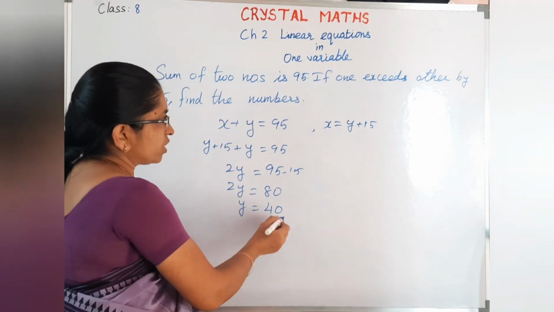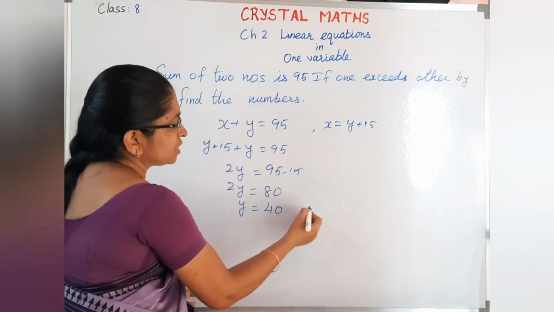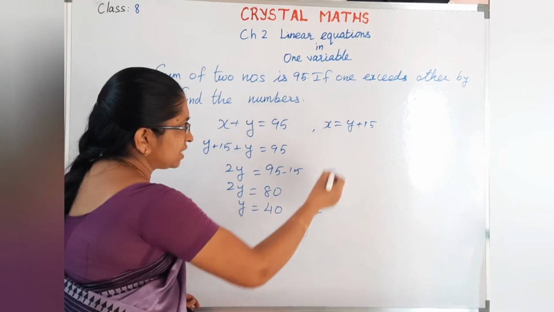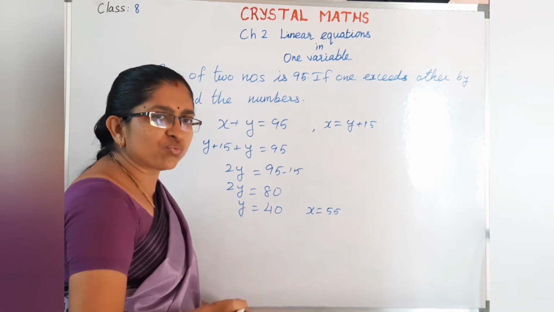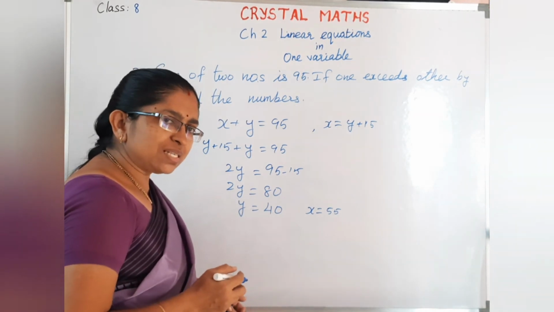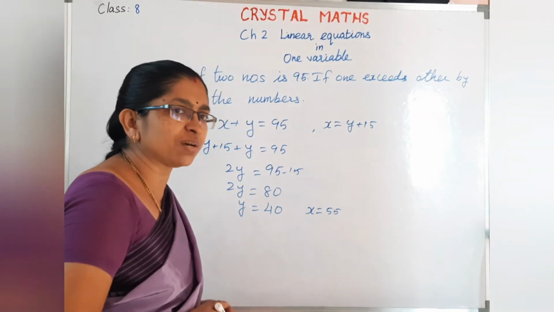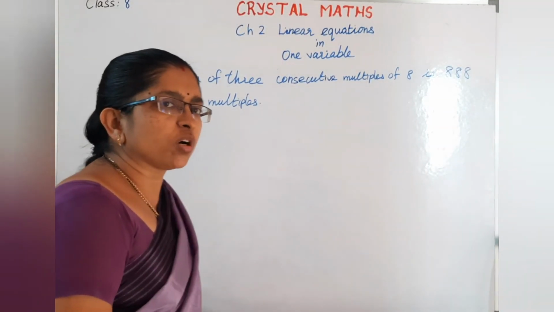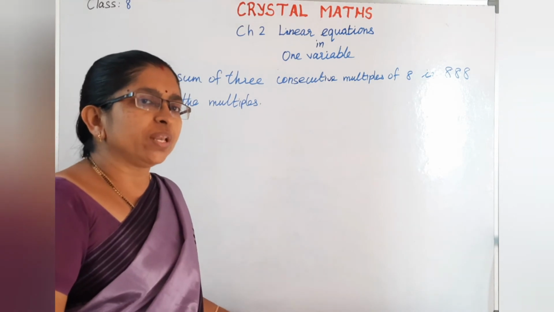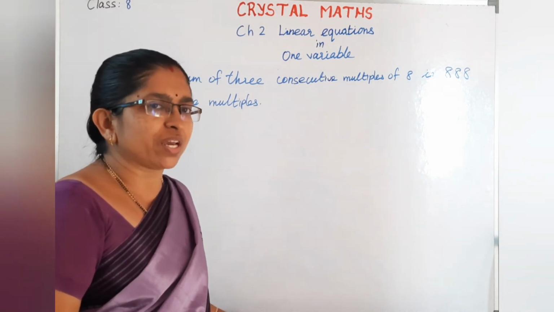If y is 40, easily we can say what the x value is. It exceeds by 15, so the answer is 55. The numbers are 40 and 55. Is it easy? Let us see one more sum in another problem. It deals with numbers only. This problem we can do in a different way. Very simply we can try the problem.